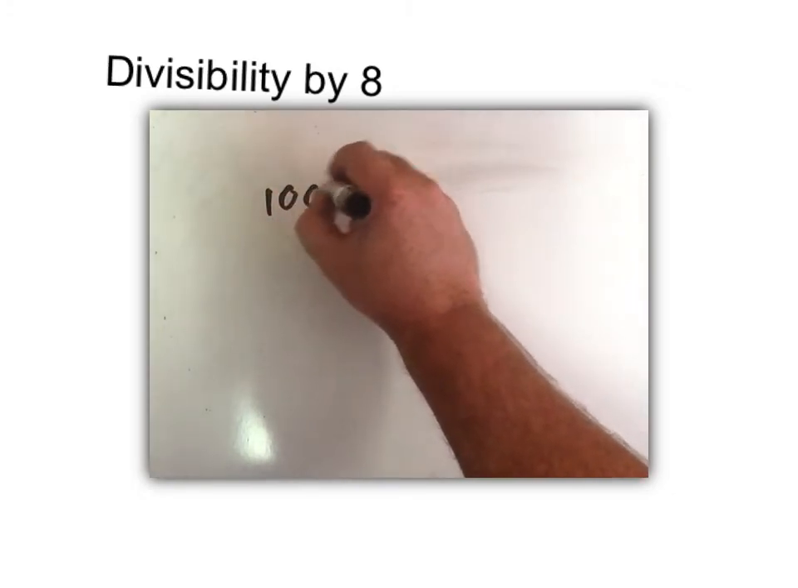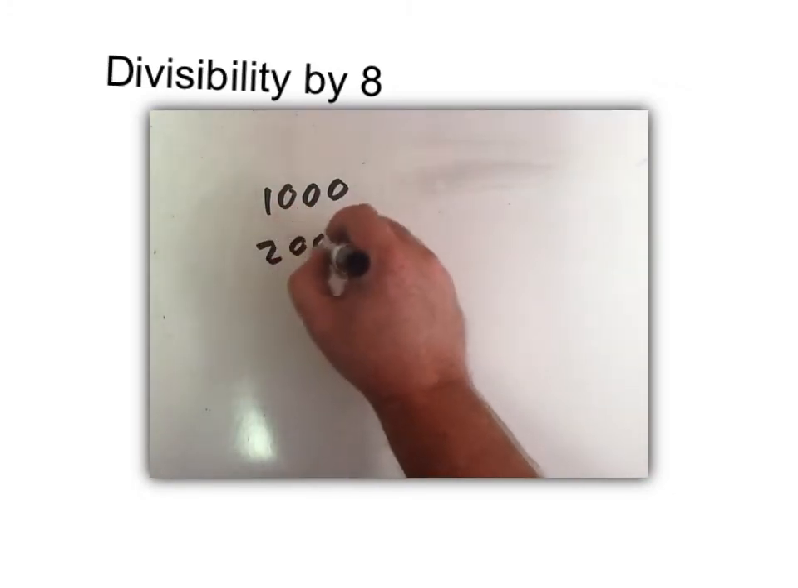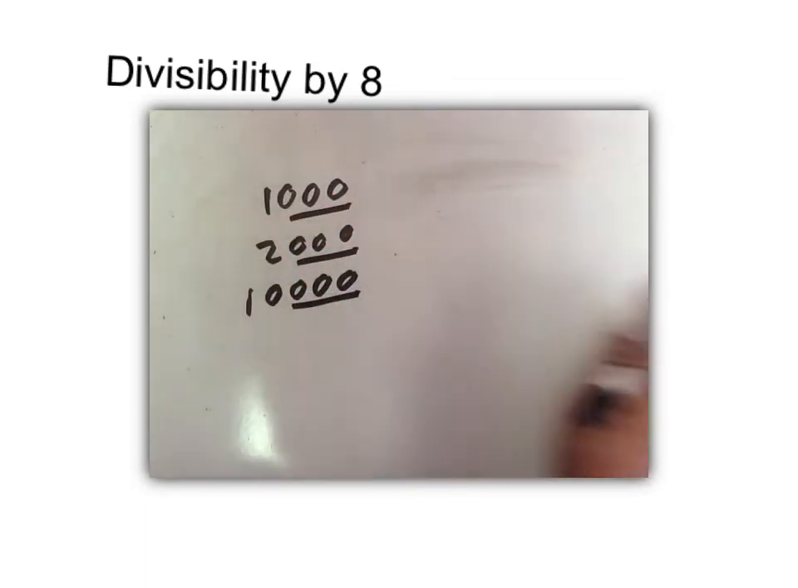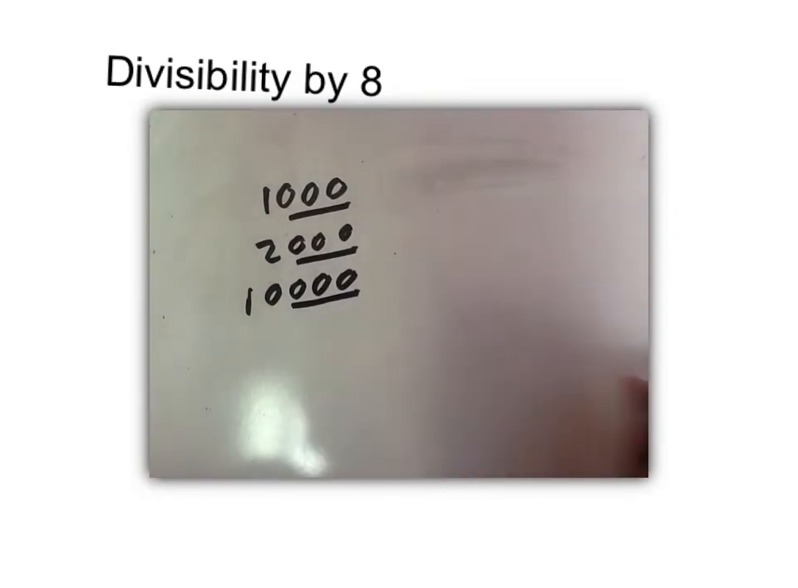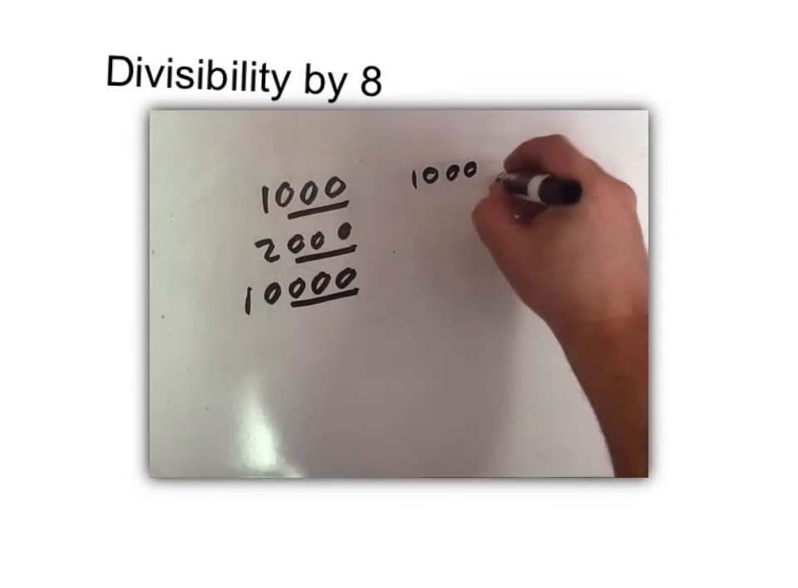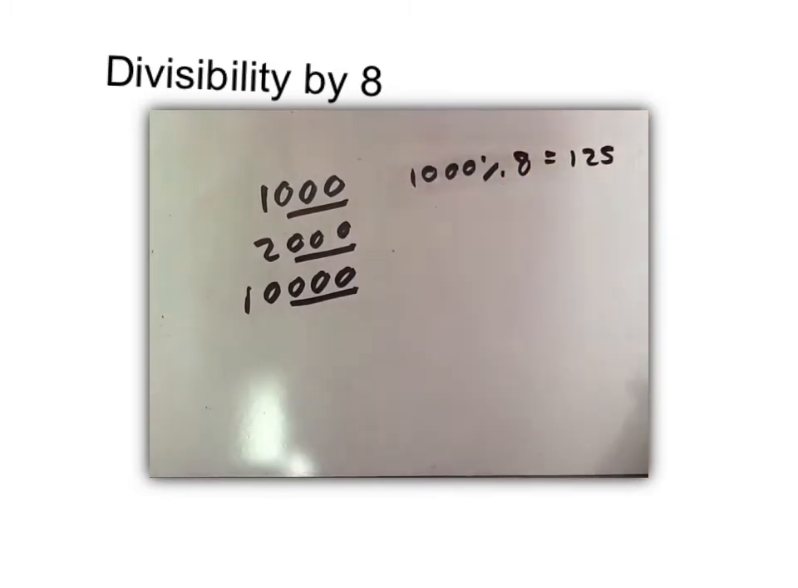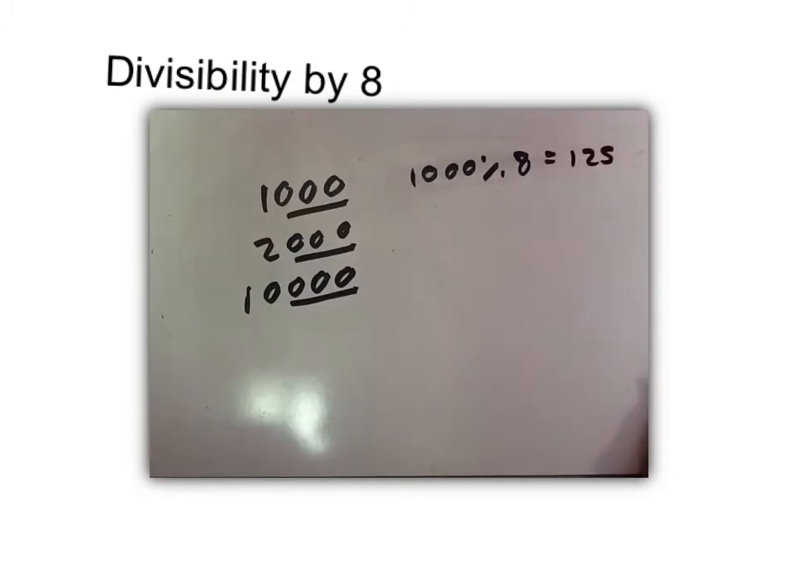So, similar to 4s, for divisibility by 8, if you have a number that is related to 1,000, like 1,000 or any multiple of 1,000, so any number with 3 zeros, it will automatically be divisible by 8, because 1,000 is divisible by 8. 1,000 divided by 8 equals 125. The hundreds rule that you learned for 4s doesn't really work with 8s, because 100 can't be divided by 8 without a remainder. But for 1,000, this rule works.